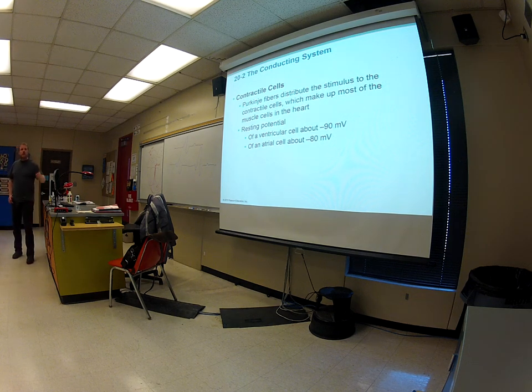Purkinje fibers distribute the stimulus to the contractile cells, which make up most of the muscle cells in the heart. Resting potential is about -70. Atrial cells are about -80, so it's a little bit different than what we're used to with our -70. You guys remember -70?